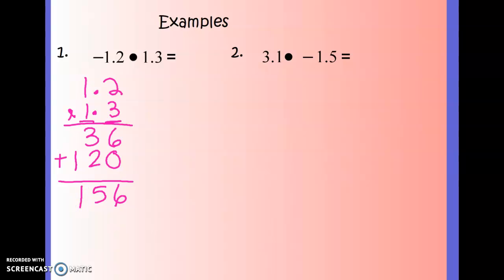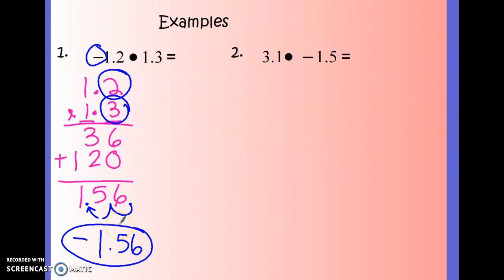And then we count how many places after the decimal we have in the numbers we're multiplying. So in this case, we have 2. So we're going to start at the end and move over 1 place, 2 places, and this is where our decimal is going to go. Okay, now we have to apply if it's going to be positive or negative. I have one negative sign, which means my answer will also be negative. So negative 1 and 56 hundredths.